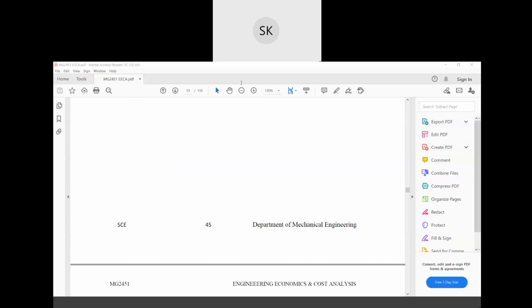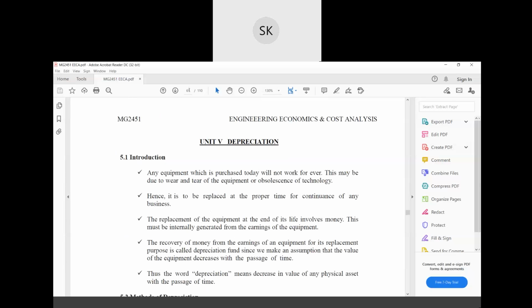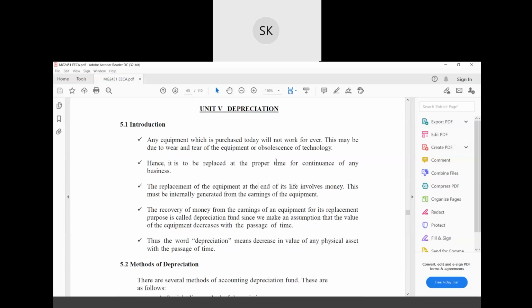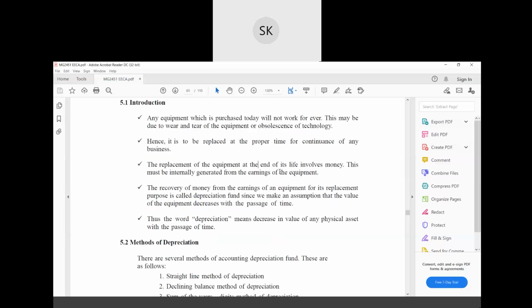So we'll start with a new topic, depreciation. So basically, what is depreciation? Depreciation is, any equipment which is purchased today will not work forever, right? Suppose you have bought a new laptop today. After 5 years it may not work like that.